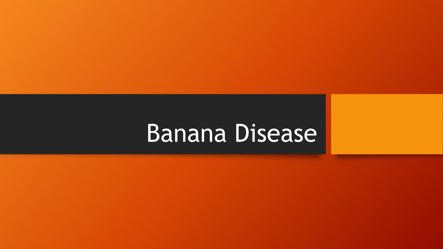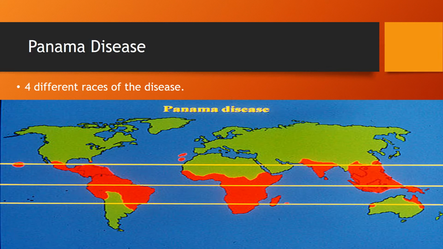Good afternoon, everyone. Today I'm going to be going over some banana diseases, and due to time constraints, I'm only going to be going over the main players. So by far the worst disease to hit the banana was Panama disease, which is also called Fusarium wilt.